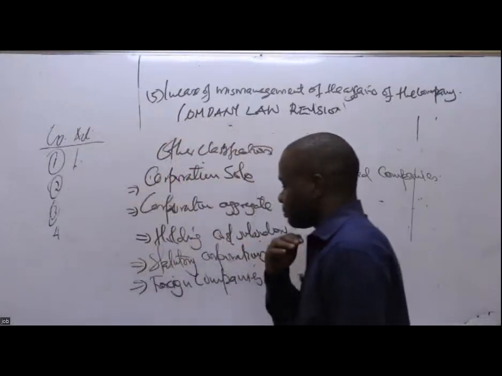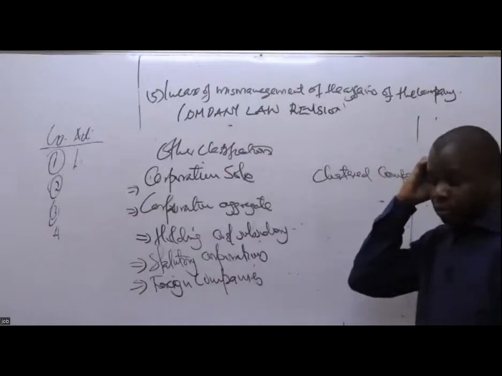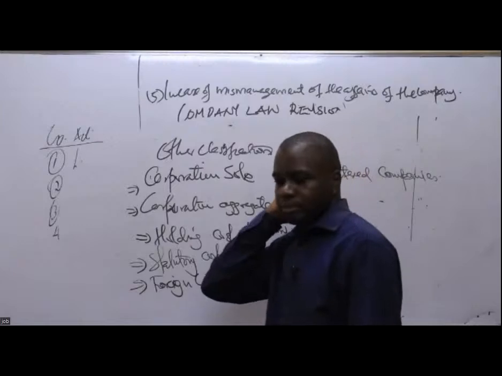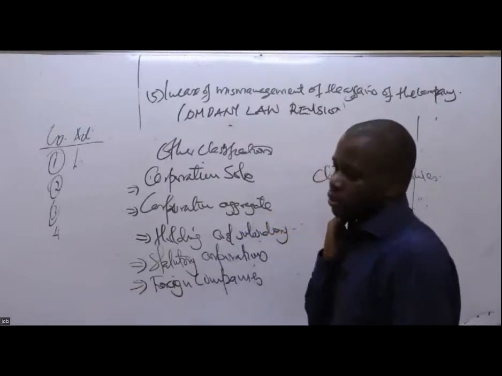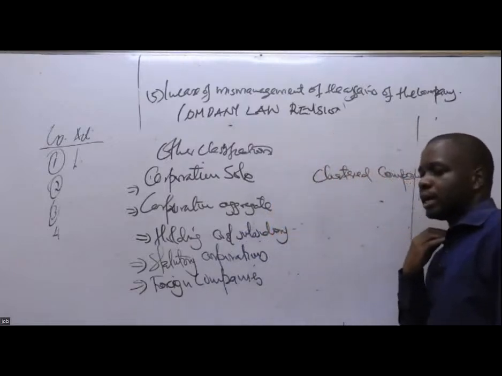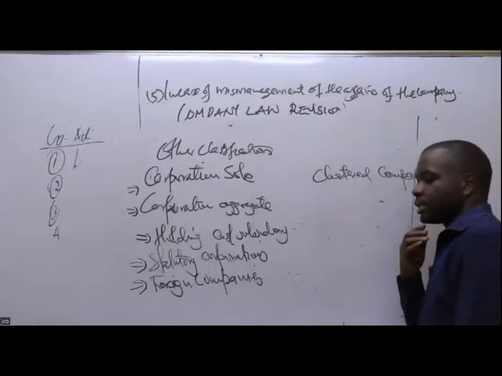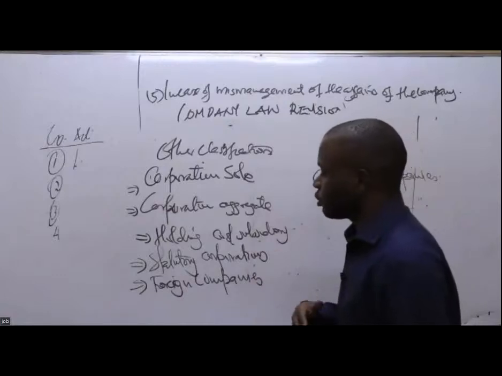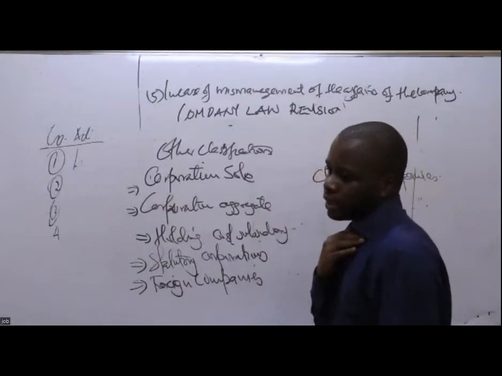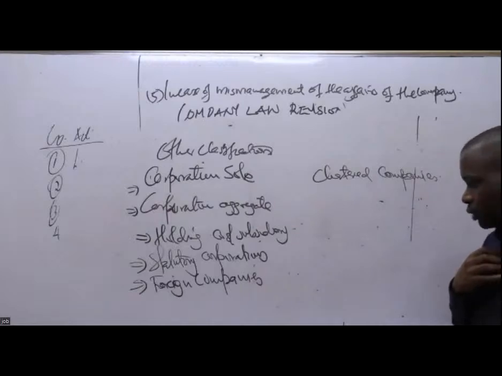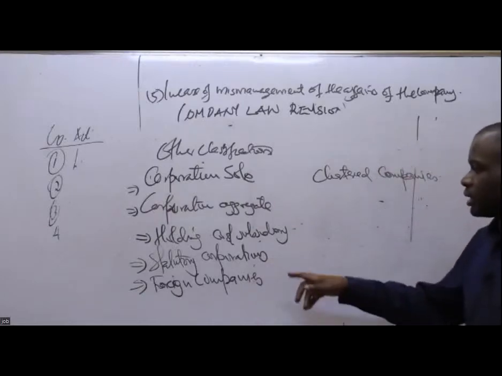Corporation aggregate is any corporation or company whose minimum number of members in terms of ownership is 2. So any type of company whose aggregate number of members is at least 2 will be known as a corporation aggregate. So that is what we mean by a corporation aggregate. Then statutory corporations. So this one, I think you know about it.